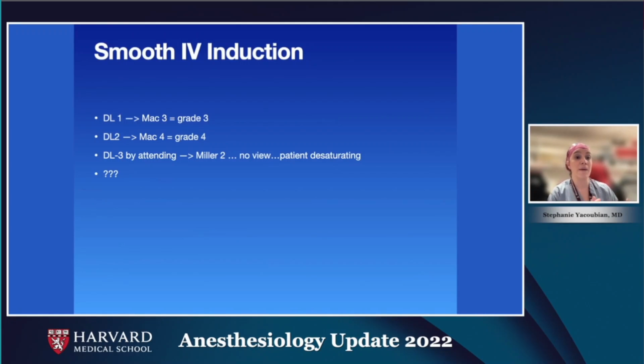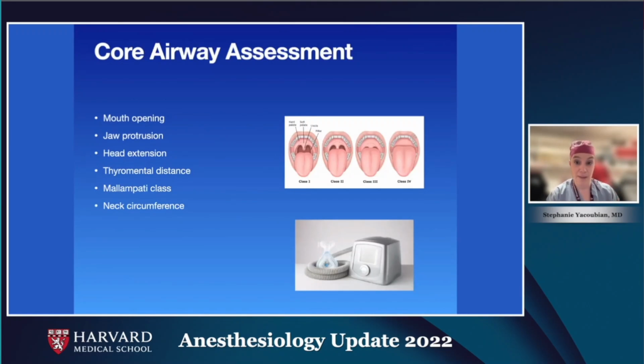So this is the scenario that initially you should try to avoid by trying to really optimize your patient's positioning prior to intubating them. Because when you're doing your initial assessment, you have to evaluate the mouth opening, the jaw protrusion, the head extension, thyroid mental distance, Mallampati class, the neck circumference, and any red flag should prompt you to prepare this induction in a proper way.